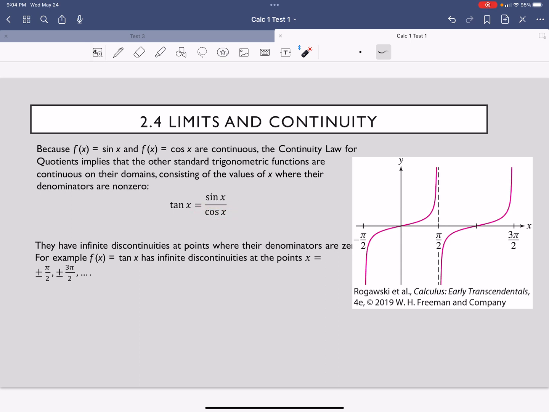And so those we talk about plus or minus pi over 2, plus or minus 3 pi over 2. This is where the tangent function is undefined. And so at each one of these, at pi over 2, 3 pi over 2, negative pi over 2, we have an infinite discontinuity at those points. Infinite discontinuity. So think back to where cosine of x is 0, and that's where tangent is undefined.